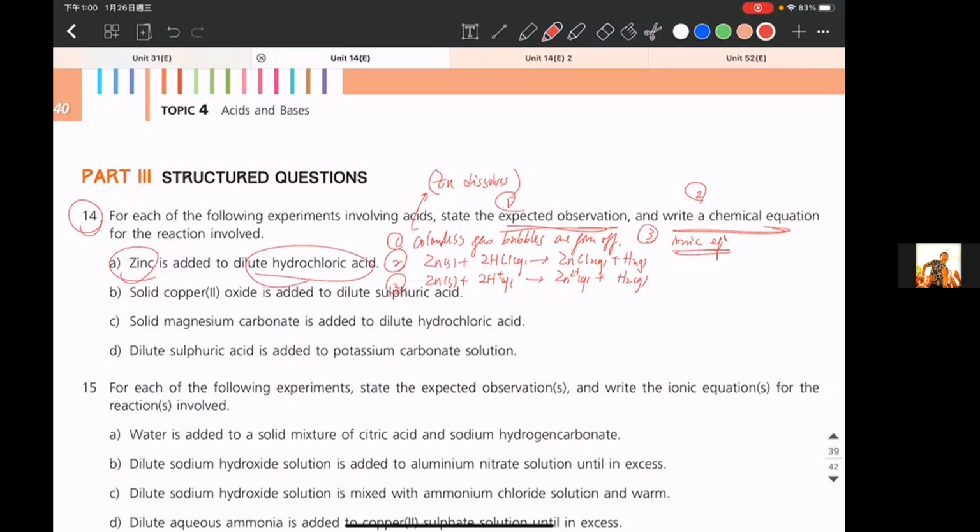Can you manage? Could you please do parts B, C, and D at home, and I would like to share with you on this. Any questions so far? Can you manage to do this?